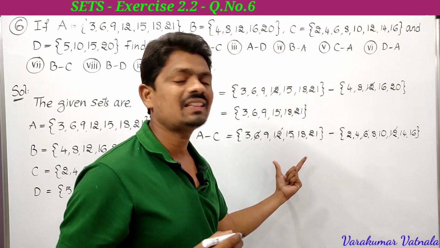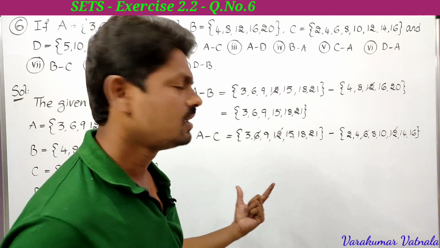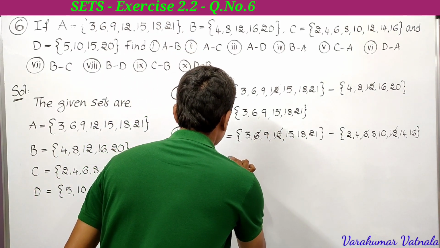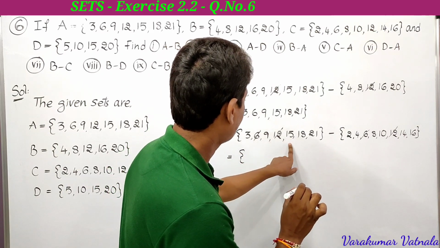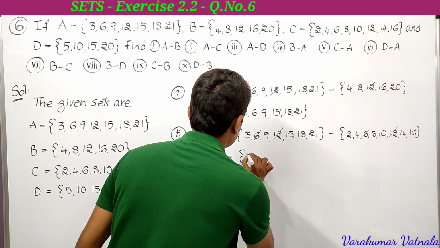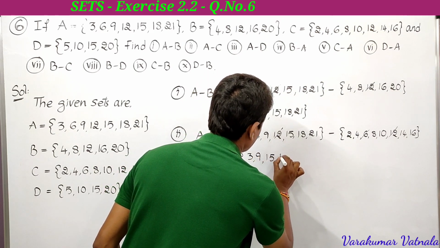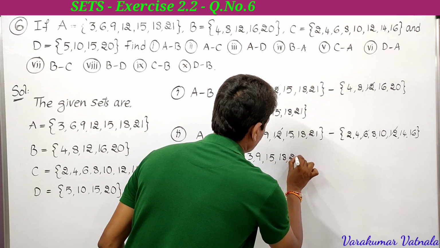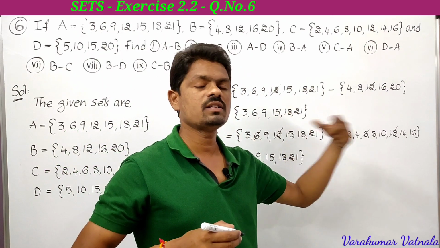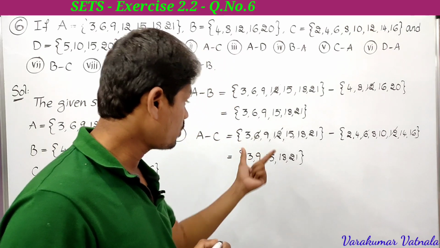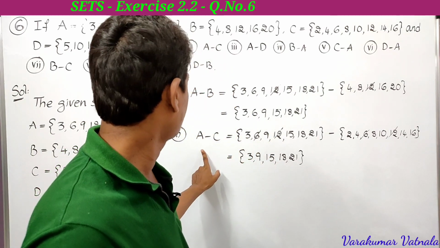So after cancelling the common elements, you have to write the remaining elements in the first set. What are the remaining elements? 3, 9, 15, 18, 21. These are the remaining elements in the first set. Don't write the elements of the second set. We just have to write the remaining elements of the first set only. So this is A minus C.